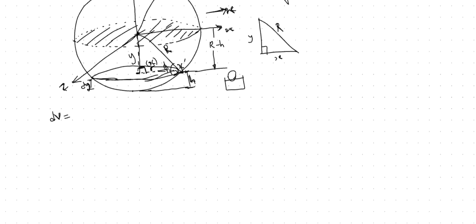If I have volume, it is area times length. But in this case, what's the length we're talking about? It is a vertical length. Let me bring it out. So I want to bring this small portion out. So look at it here.